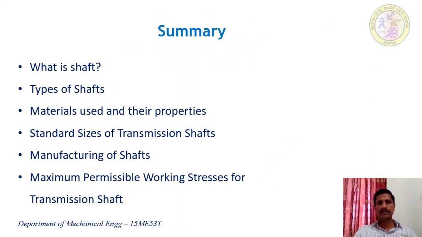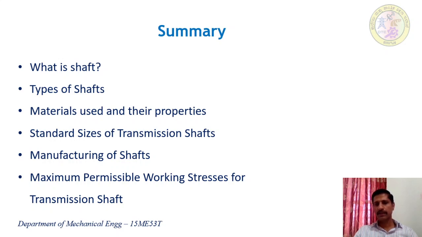So at the end of this session, I am going to summarize. So we have learned that the definition of shaft, as we know, the shaft is a rotating machine element and it is used to transfer power from one place to another place. And we have studied the types of shafts, like machine shaft, and the transmission shaft, and we have studied the application of these shafts also. And we have studied the properties of materials, like high strength, then the low notch sensitivity.